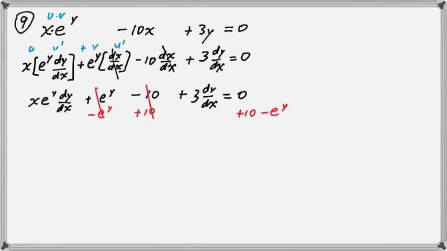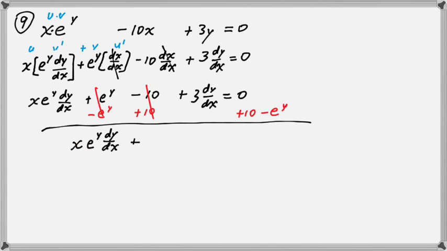What would that leave me on the left? Well, it would leave me with an x e to the y dy dx plus 3 dy dx. And now it's not equaling 0. Now it's equaling 10 minus e to the y.